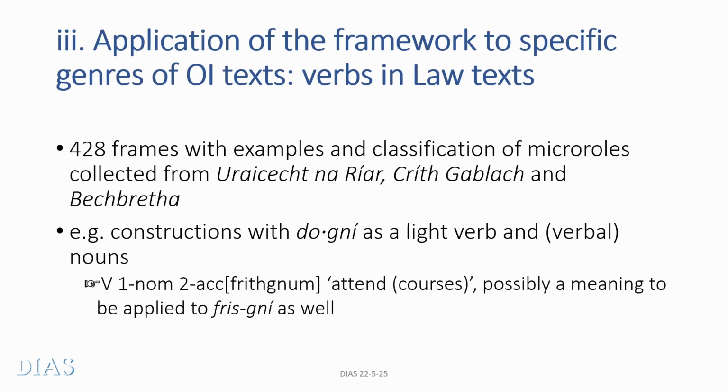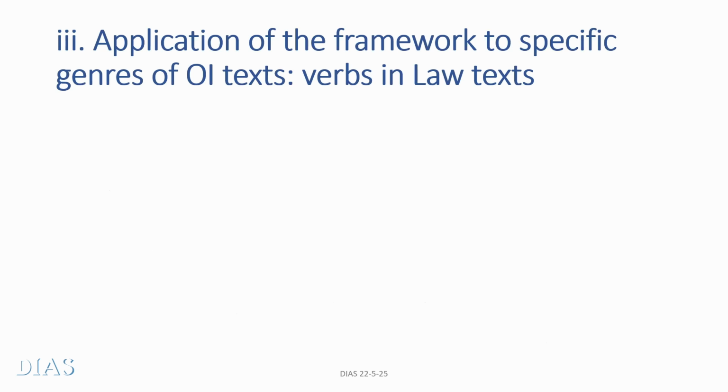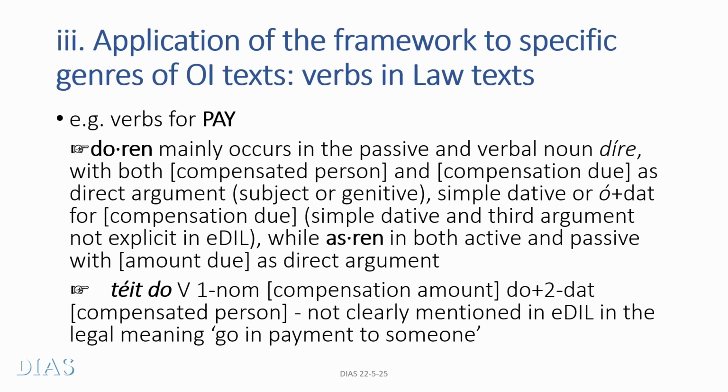In particular, I can just give you examples of what can be gleaned from the data. For example, constructions with doni as a light verb, so constructed with a verbal noun. One example that occurred to me, doni with frignum, to attend courses. Possibly that is a meaning that could be applied also to the verb friskni. And other examples, just to mention a few. How do you say to pay something in Old Irish? So many ways, but collecting the data will give you an idea of how, for example, Torein is different from Asrein. They appear to have very close meanings, but they occur in slightly different constructions.